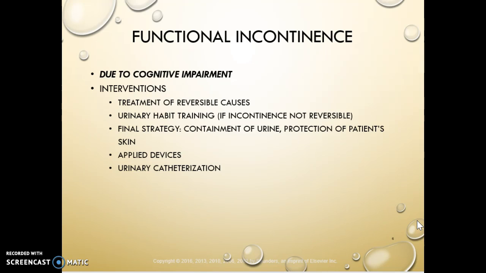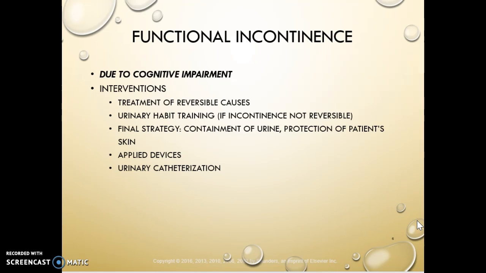And so, trying to figure out what the treatments are and what you can do: you can treat the reversible causes. If someone is incontinent because they're demented and that is not going to change, then the incontinence is not going to have an effective treatment that would be able to be corrected.